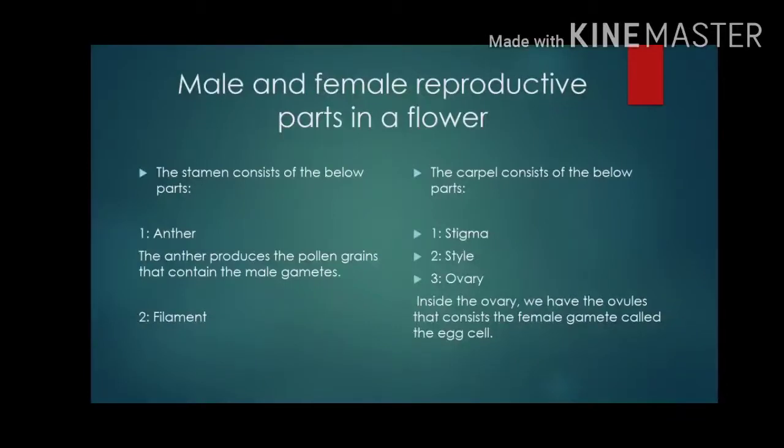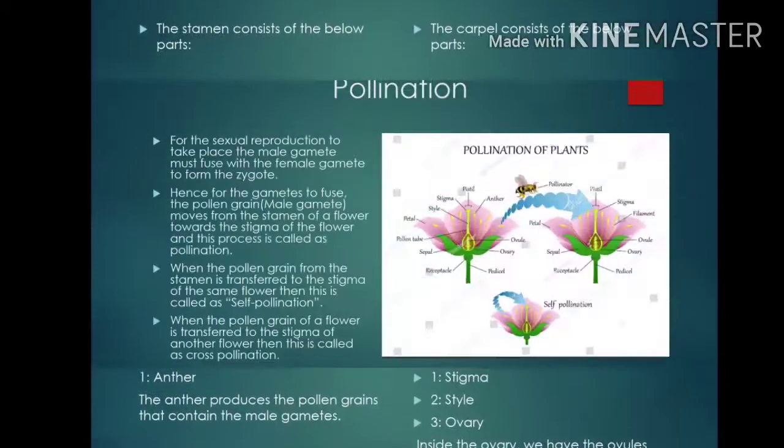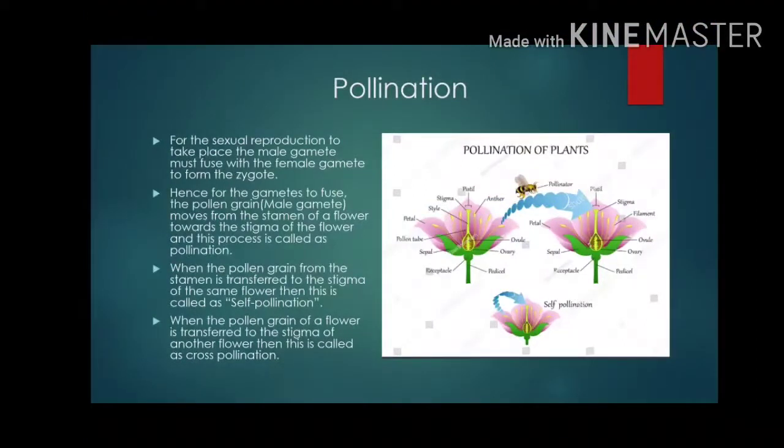For the reproduction to take place, the pollen grain from a flower needs to be transferred to the stigma of the flower, and this process is called pollination. Pollination can occur through wind, water, and animals.